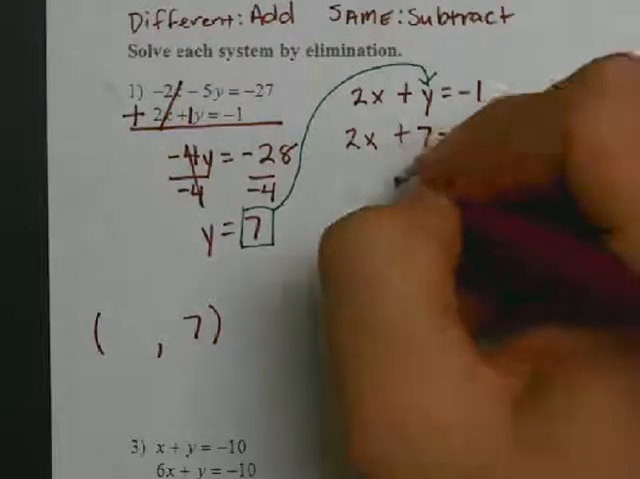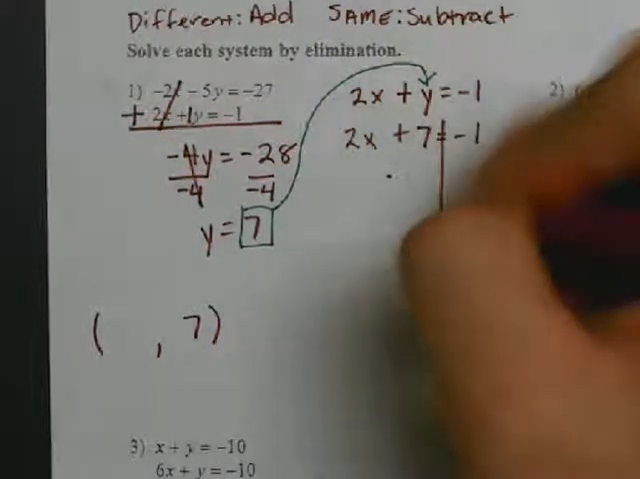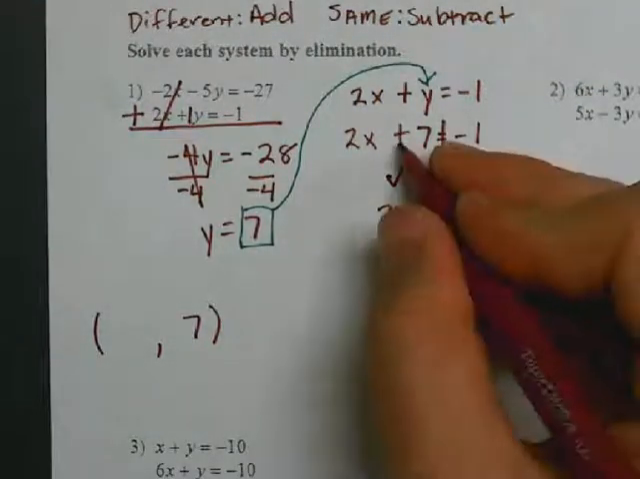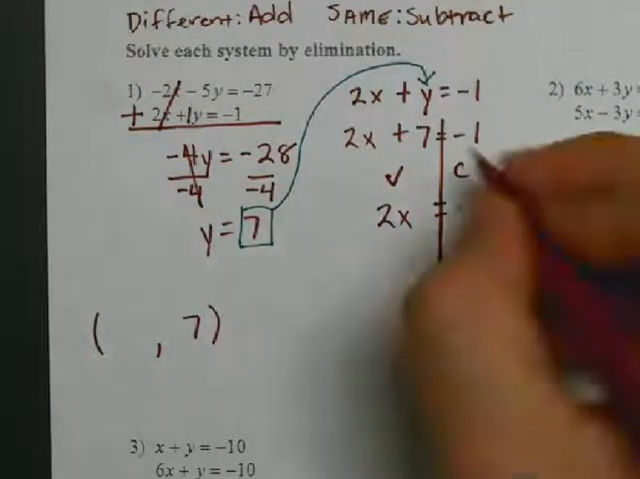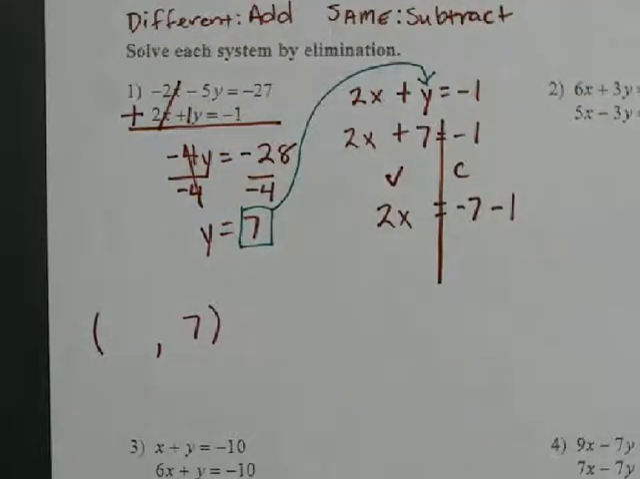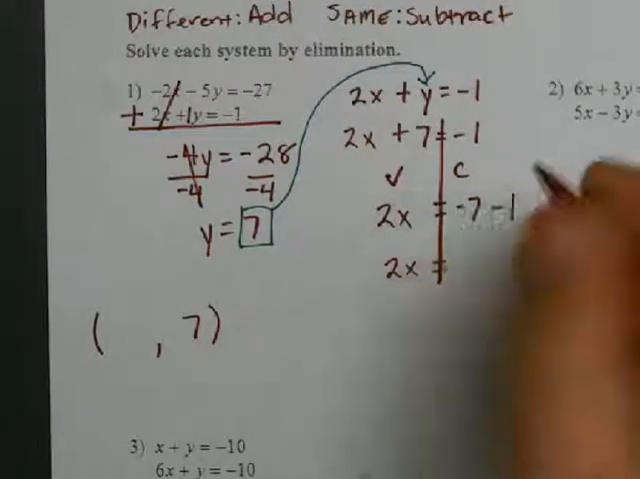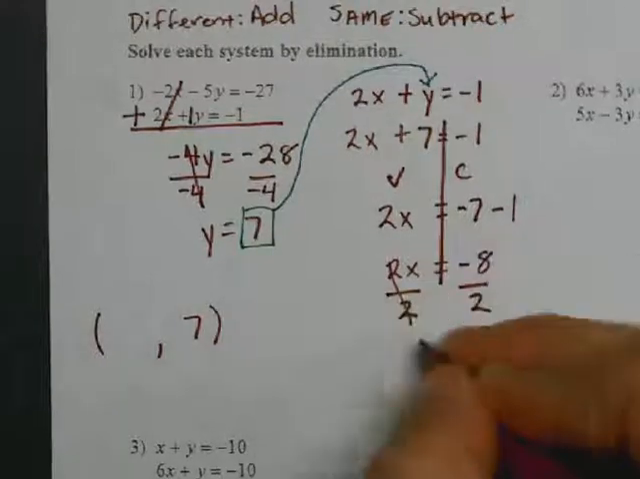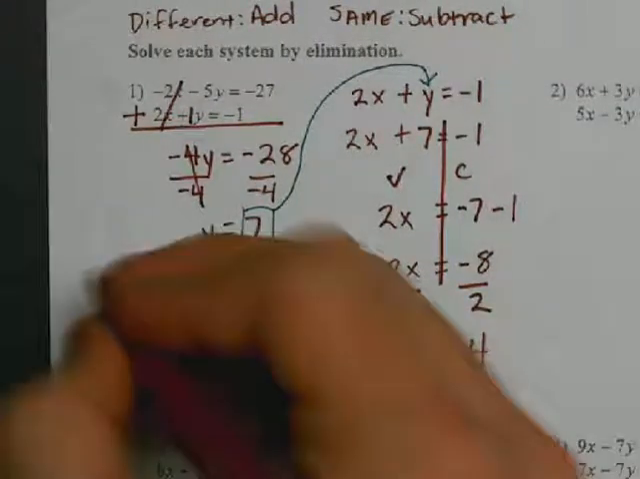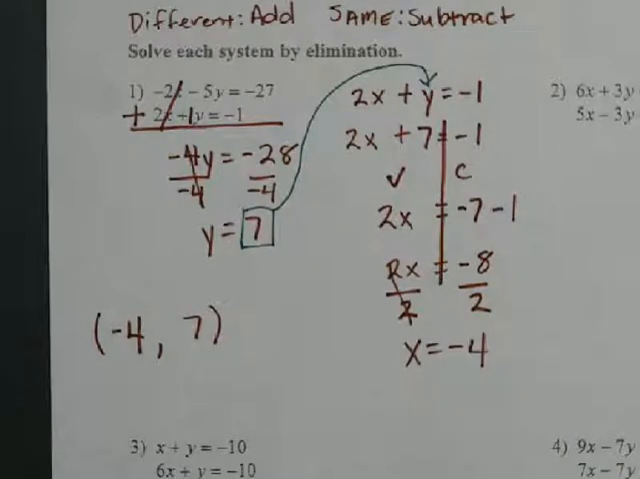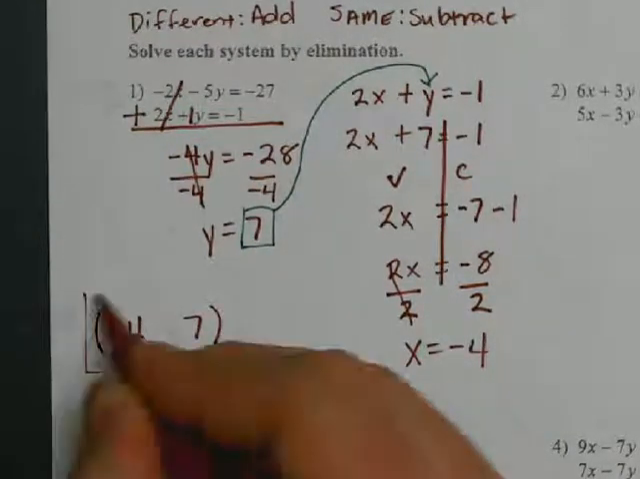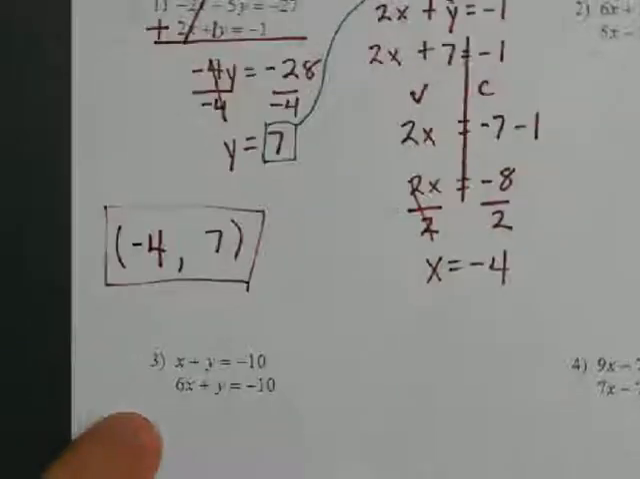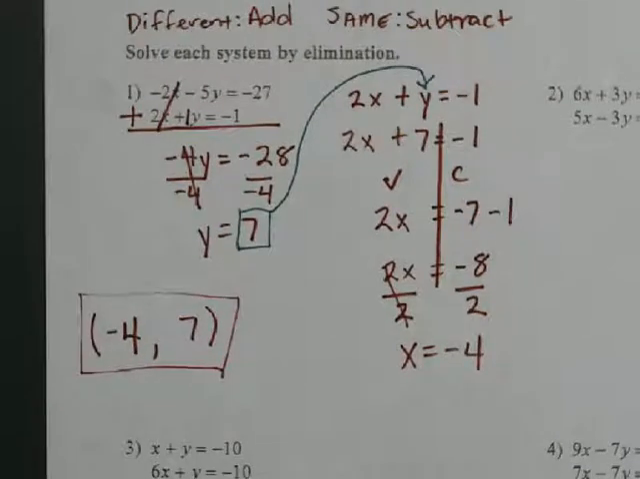From there, we're going to do variables and constants, equal sign. 2x is a variable, drop it. 7 is a constant, move it over, change the sign, and then negative 1 is a constant, drop it. From there, we have 2x equals negative 7 minus 1, which is negative 8. Divide both sides by 2, and you get x is equal to negative 4. So my answer for this system is negative 4, comma 7. Okay? So there's number 1. If you need to pause it, go ahead.